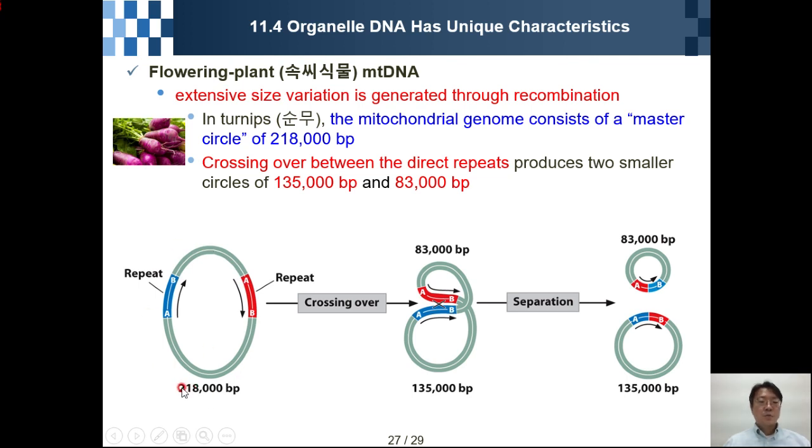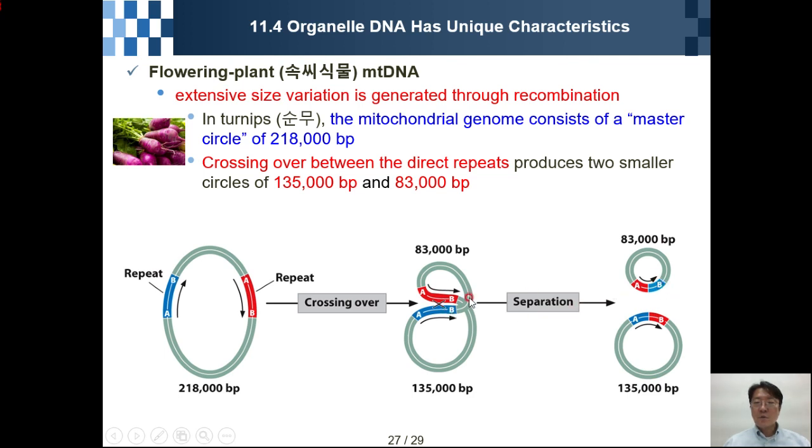It's about 218,000 base pairs, but they have two repeats. One repeat goes from A to B, and the other repeat also goes from A to B. This repeat we designate with the blue color, and this repeat with the red color. Crossing over happens between the two direct repeats. After that, they will make two smaller circles like this. In this circle, the large A is the red color, and the large B is the blue color.